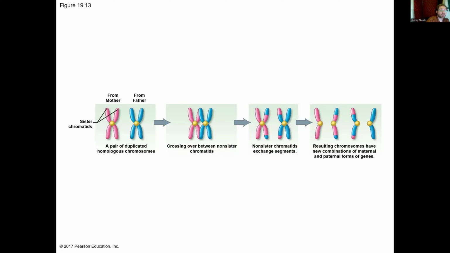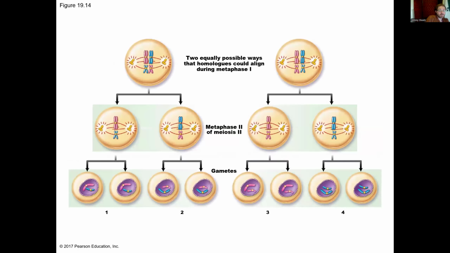This is how crossing over works. They pretty much just touch each other and chunks jump from one to the other. So there are two equally possible ways that homologs could align during metaphase one. This just demonstrates that this is random. There is independent assortment. So on this lineage, we end up with pink and blue. On this lineage, we end up with just blue and just pink, despite the fact that we start with the same chromosomes, because the chromosomes are independently arranged arbitrarily. It's random.